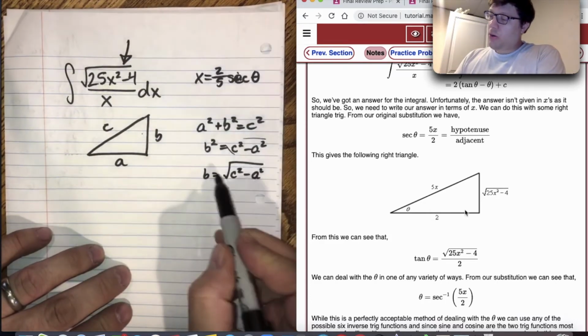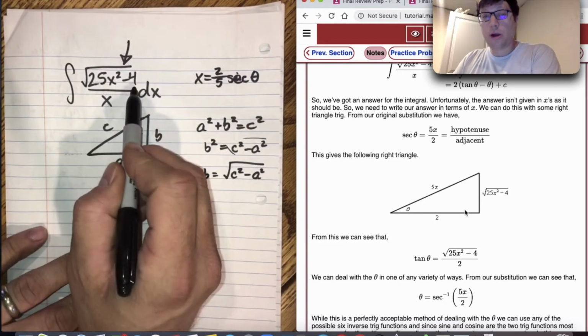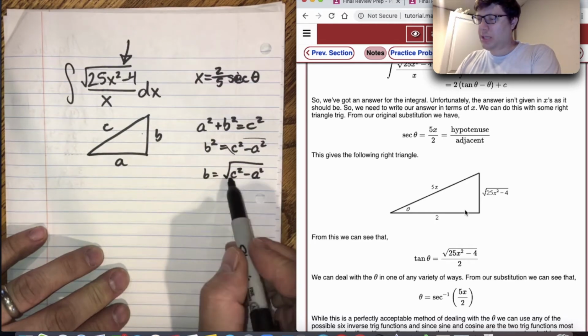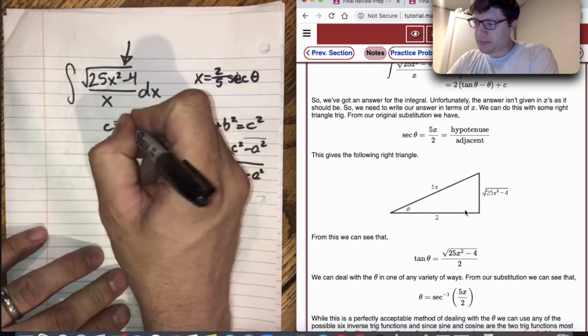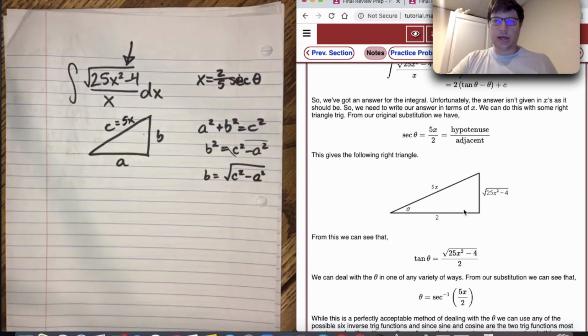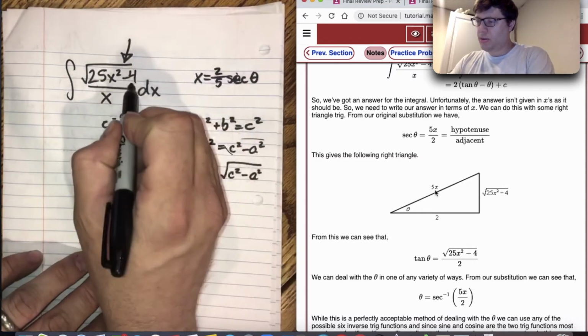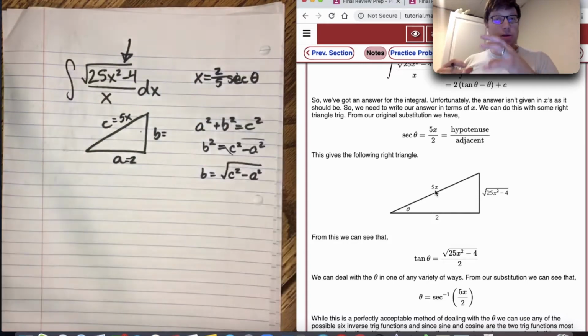Anyway, I'm noticing that the structure of 25x squared minus 4 looks a lot like c squared minus a squared, which means c is 5x, which is what they have in their example, and a is 2. So using the Pythagorean theorem, we can set up this way of relating things that are the square root. Let's get the square root out of here.